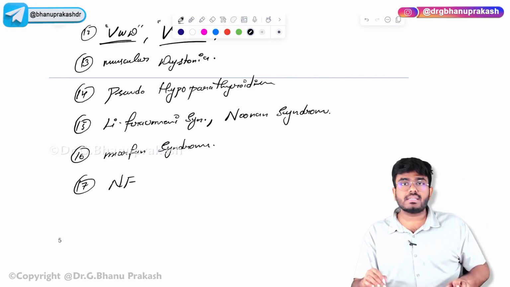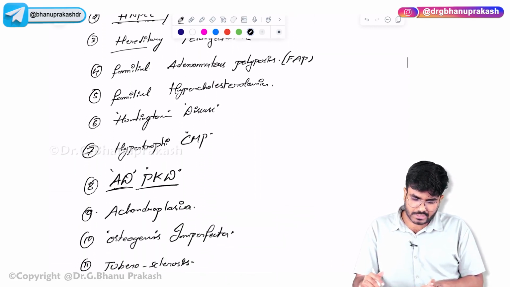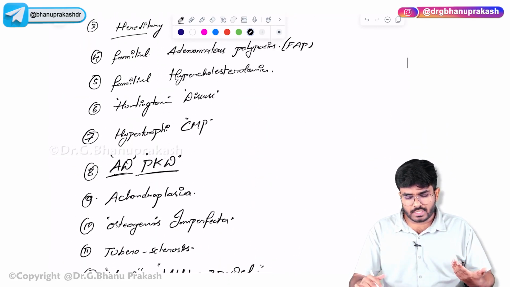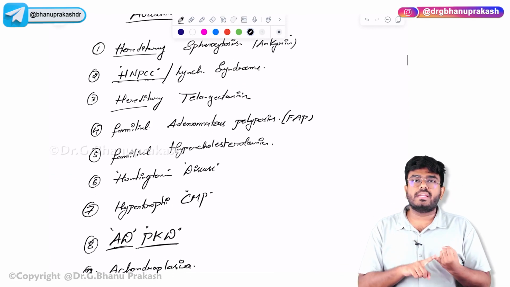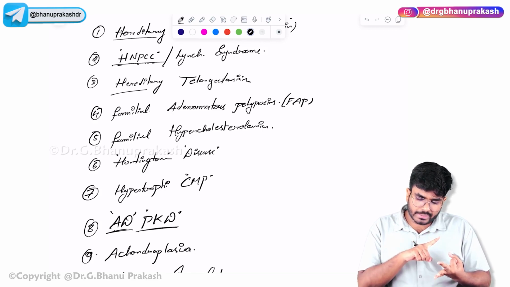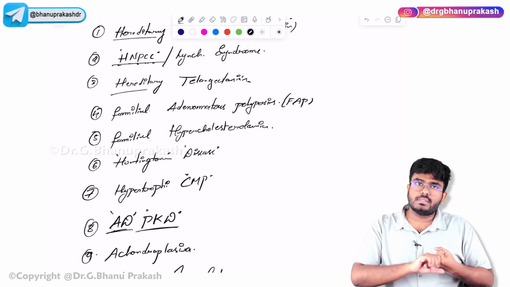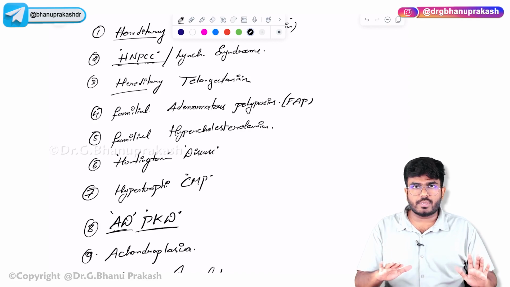Okay, so all these are examples of autosomal dominant conditions. Just try to recap as many as possible. Anything which starts with the word hereditary: hereditary spherocytosis, hereditary telangiectasias, hereditary non-polyposis colorectal cancer. These three are autosomal dominant. Familial hypercholesterolemia, familial adenomatous polyposis, autosomal dominant conditions.